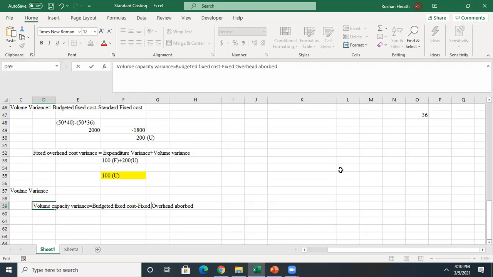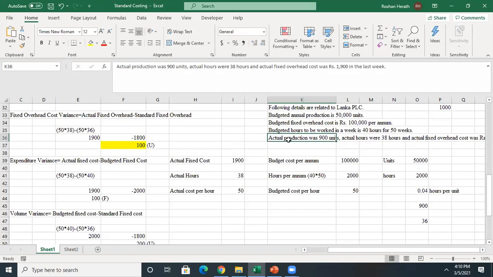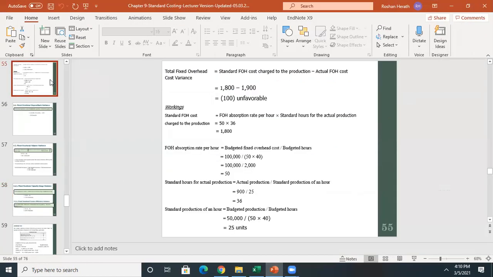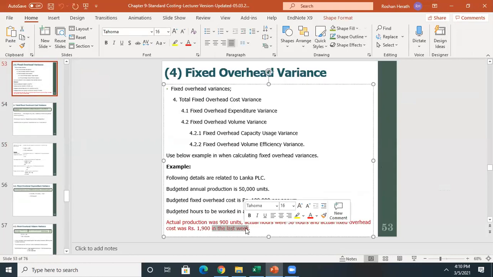Calculated hours 38, not given. Is it to be calculated like 15 to 40? In the question it's given. Here you can see actual production was 900 units. Actual hours were 38 hours. Is that a subsequent change? I don't know whether the slides that you have may not be updated. Yes, I think this is the updated information. That's why you may be struggling with that.